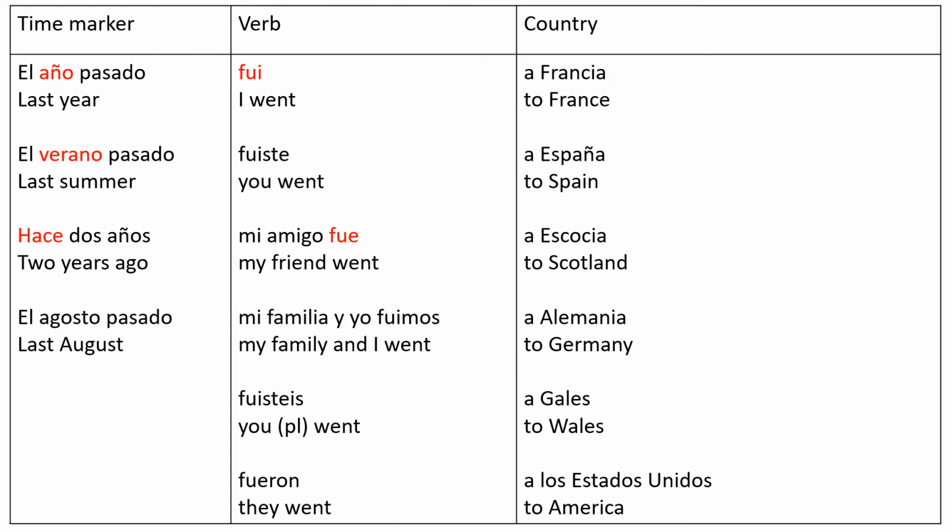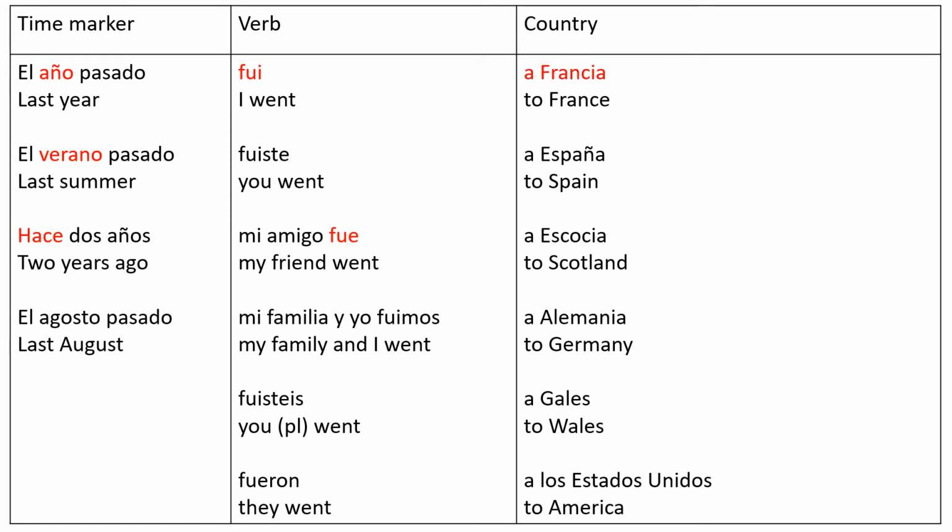So as you'll see, our next two words came up together. In the verb column we have fui for I went and fue for he or she went. And this pronunciation is often very confused, the two. So I went is fui. Repeat, fui. And again, fui. And now let's move on to he or she went. Fue. Repeat, fue. And again, fue. Excellent. Those two are really important as they're very high frequency.